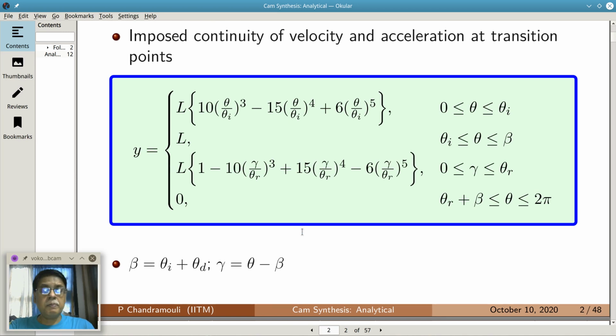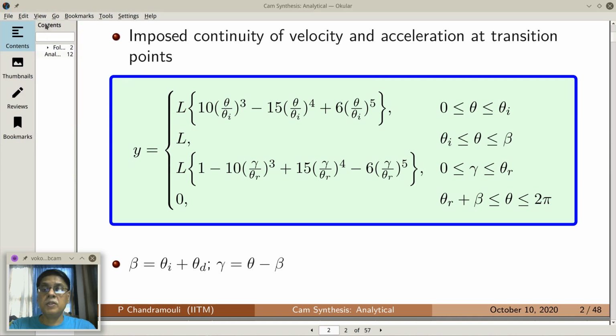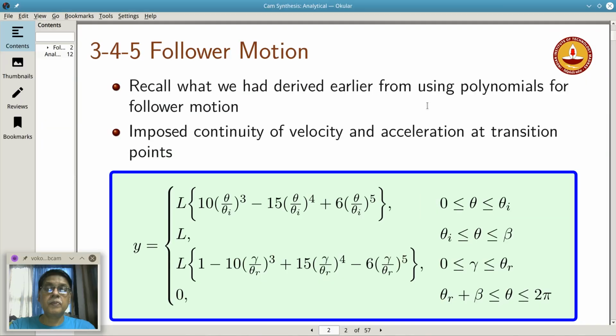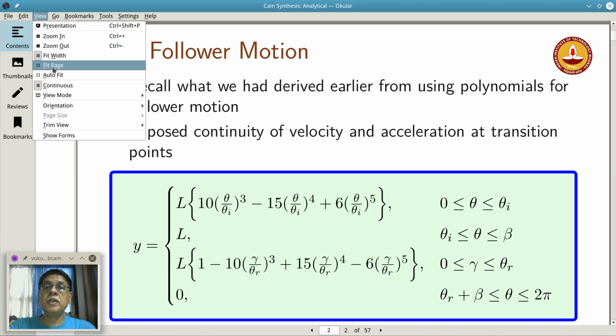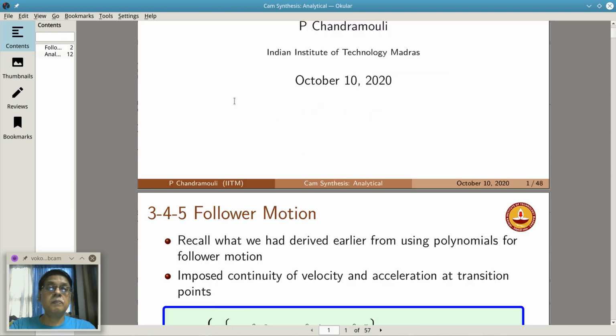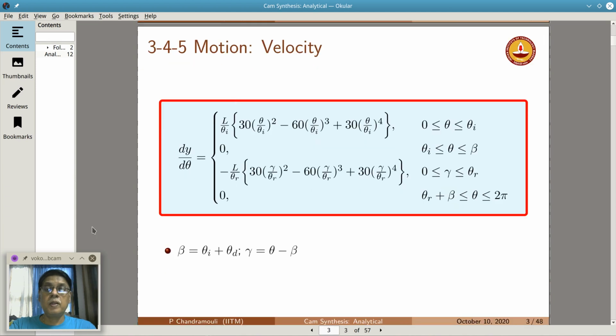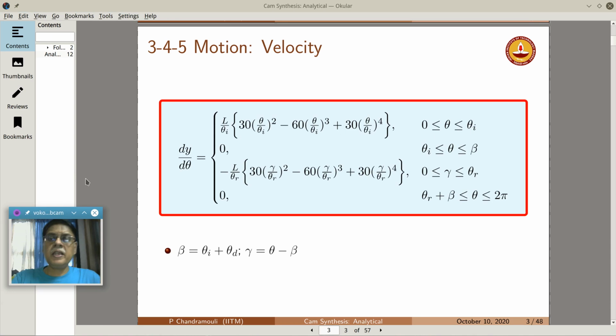We also had the expression for, so let me see if this presentation will work. It doesn't work. So view, we'll say fit page. Yeah, so the velocity is simply the derivative. When I say velocity, actually I am deriving the expression for dy by d theta. Remember, dy by dt is dy by d theta into d theta by dt. The cam basically is rotating. Right at the beginning I stated that the cam is going to rotate at a uniform angular velocity omega. Therefore dy by dt is simply a scaled version of dy by d theta, omega times dy by d theta. So the expression for dy by d theta, of course, if you do the derivation, this is what the velocity expression is going to be.